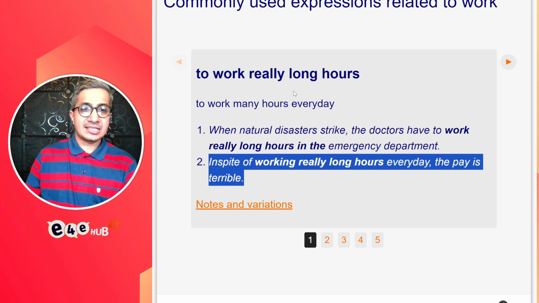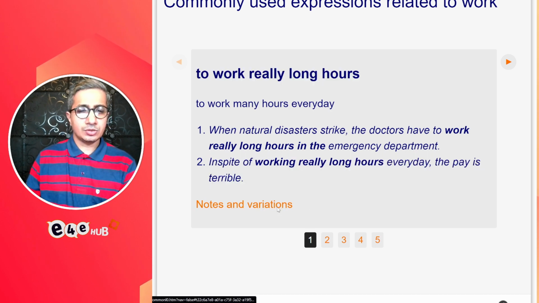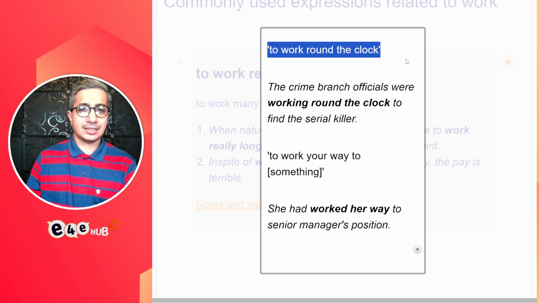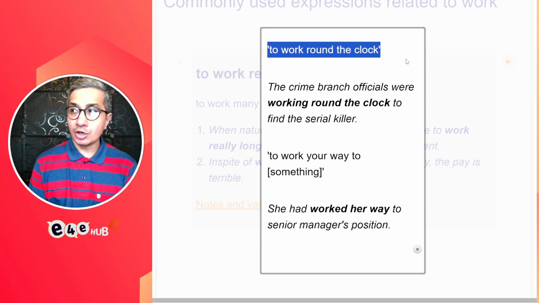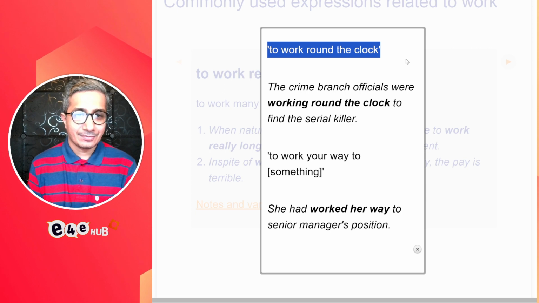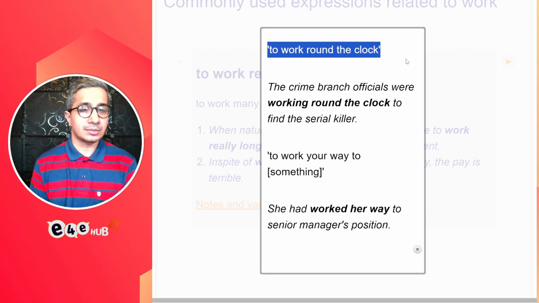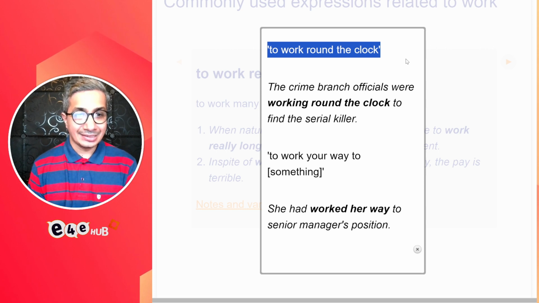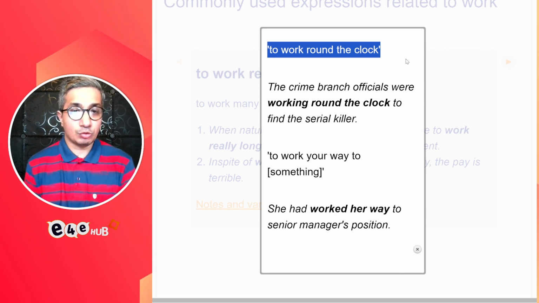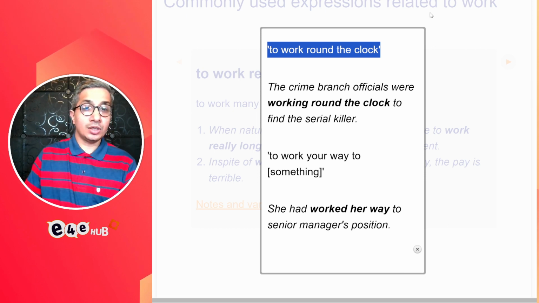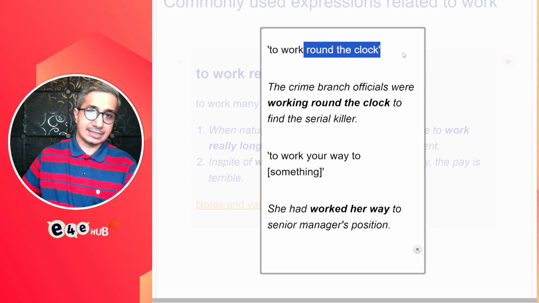Now, instead of saying "to work really long hours," you also sometimes use this phrase: to work round the clock, which means to not take any rest at all. The crime branch officials were working round the clock to find the serial killer. You can associate this expression with professions like the police department, the crime branch officials, the doctors, the nursing staff. They work round the clock sometimes, especially during emergencies, like if there's a murder in the city, if they want to find a serial killer, and so on. So to work round the clock is to work 24 hours without any rest.